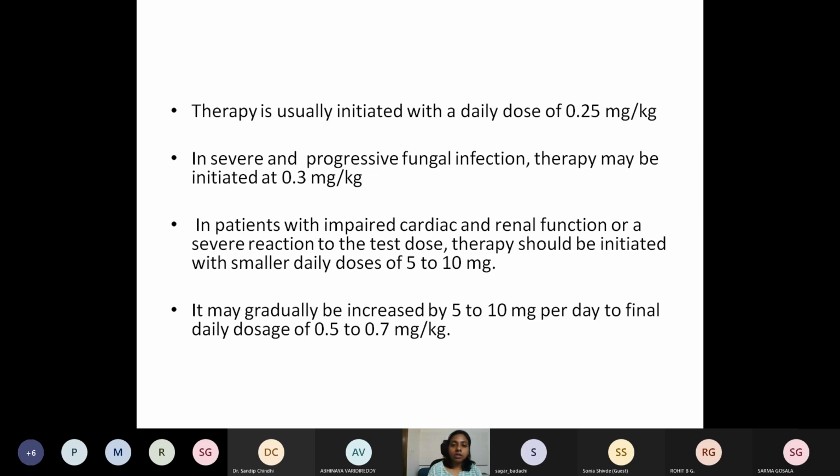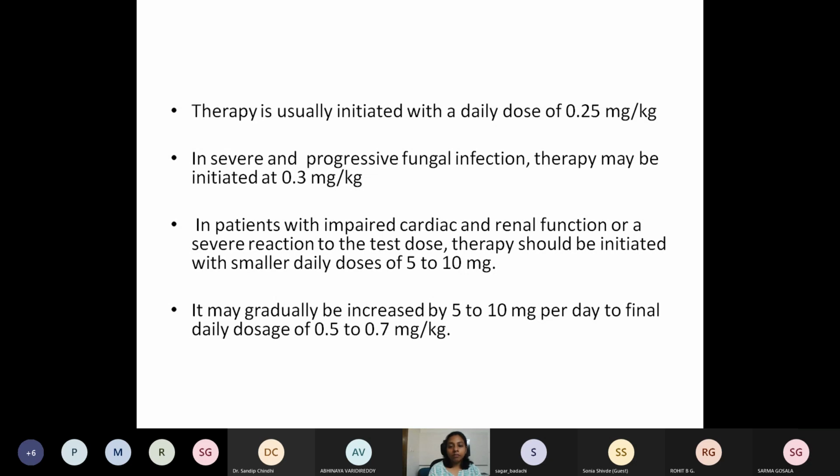So how do we start the treatment? Initially, we can give it at a dose of 0.25 milligram per kg. There is a lot of controversy about this, especially when we have a life-threatening infection. Going up slowly on the dose, as I told you, it is fungicidal only when the optimum concentration is reached, so they don't really advise gradually titrating upwards. But in non-threatening infections, you can start it at a lower dose and titrate it upwards over 3 to 4 days. In severe and progressive fungal infection, you can start it at a higher dose.